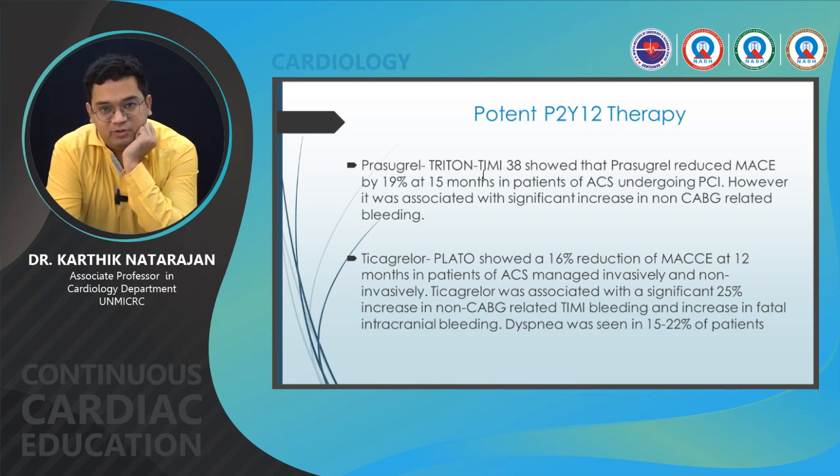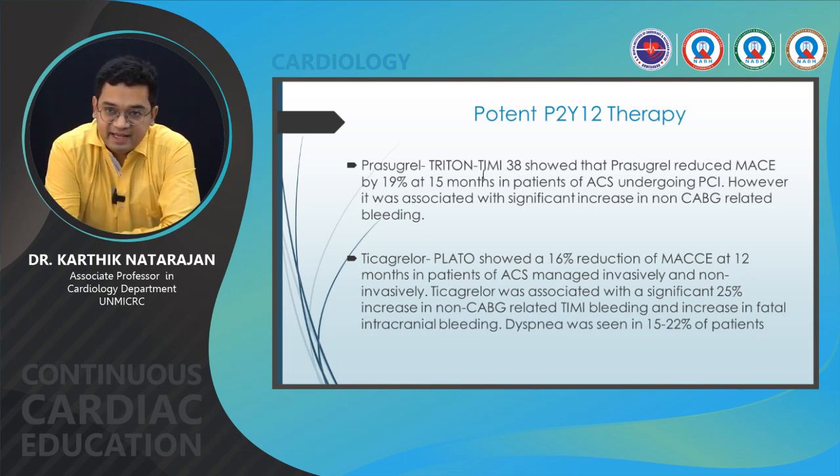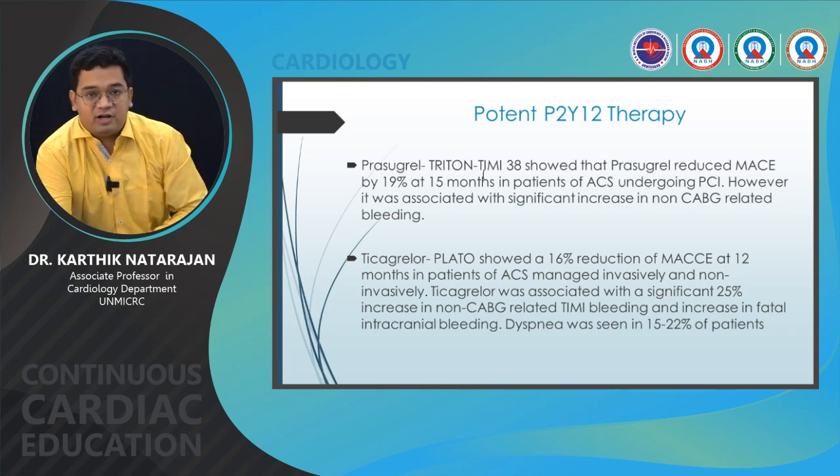Now, prasugrel was tested in the TRITON-TIMI 38 trial, which was done in ACS patients who were to undergo PCI. At 15 months, you can see that the use of prasugrel reduced MACE by 19%. This was predominantly because of a reduction in MI in the patients undergoing PCI, so the future risk of MI was significantly reduced, and that was responsible for the reduction in MACE events.